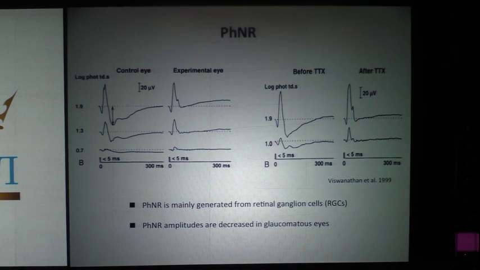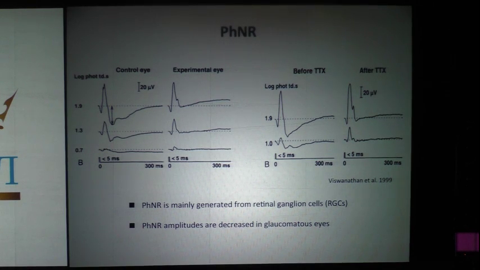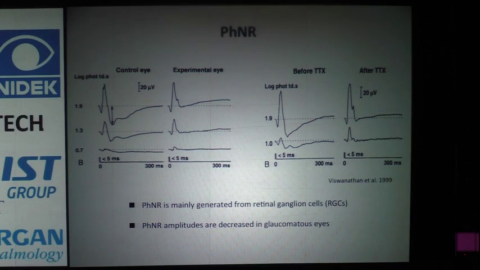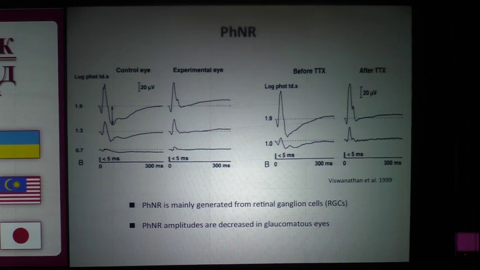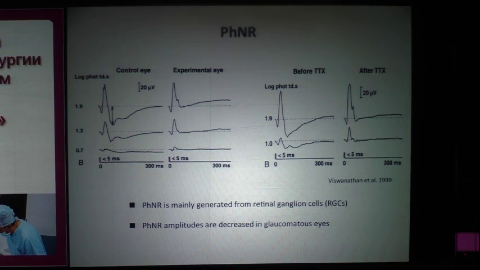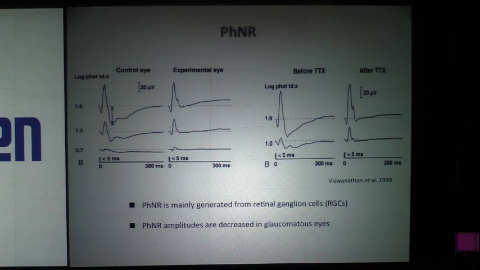The left figure shows the monkey's full field ERG of control eye and experimental glaucoma eyes made by laser photocoagulation. And the right side is the waveform before and after intravitreal injection of tetrodotoxin, which blocks third order neurons. Since PhNR is generated mainly from retinal ganglion cells, PhNR is markedly reduced in experimental glaucoma and after TTX injection. But PhNR cannot monitor the local changes of retinal ganglion cells.